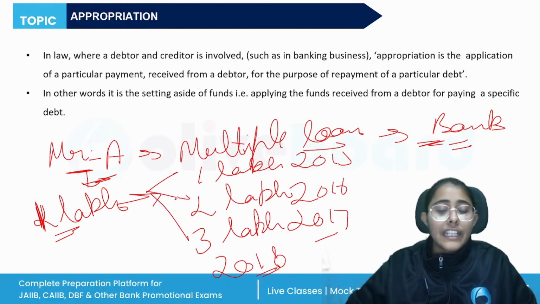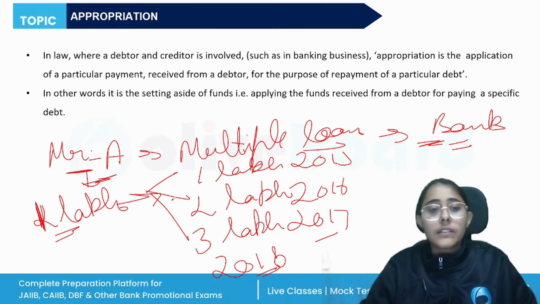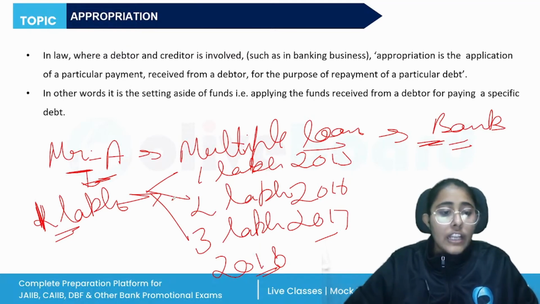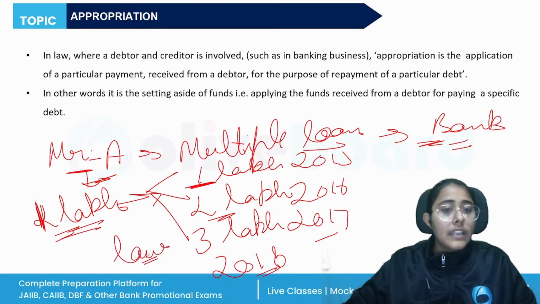to which of these three loans the amount that is paid will be appropriated. That is the process of appropriation. All right. So if the borrower is stating that use this amount to make the payment of the first loan, it is the appropriation made by the borrower. If they're not making any intimation about this, then the creditor can, at their own discretion, make the appropriation accordingly. And if neither the creditor nor the borrower makes the intimation, then it will be by law. It will be by law, and proportionately the loans will be appropriated.